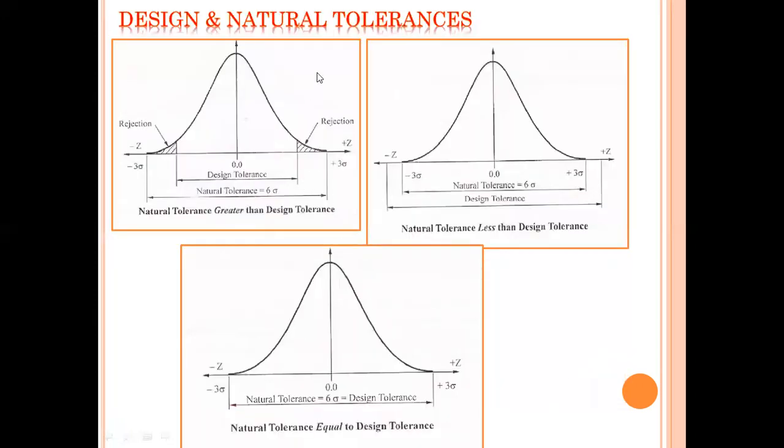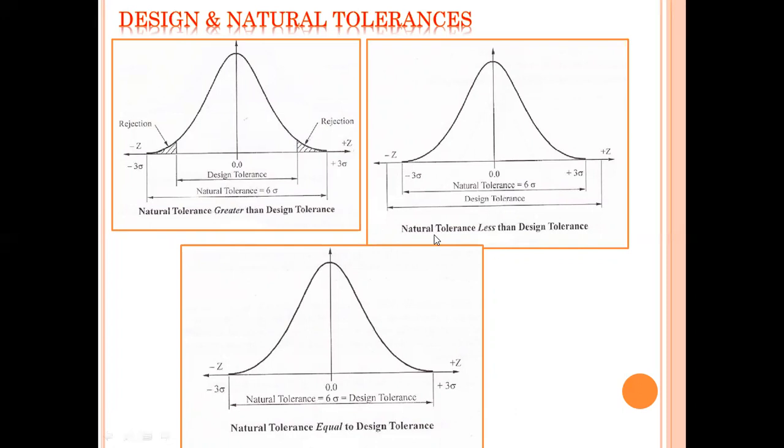Next, design and natural tolerances system. The first graph is considered for natural tolerance greater than the design tolerance. Second, natural tolerance less than the design tolerance. And the third one is natural tolerance equal to the design tolerance. So here you can observe that if the design tolerance is less than the natural tolerance, that means the natural tolerance is greater than the design tolerance, so there will be rejection of the components. You can observe here, rejection means the natural tolerance is the greater value and the actual design tolerance is the lesser value. At that time, you can get the rejection of the parts or components.